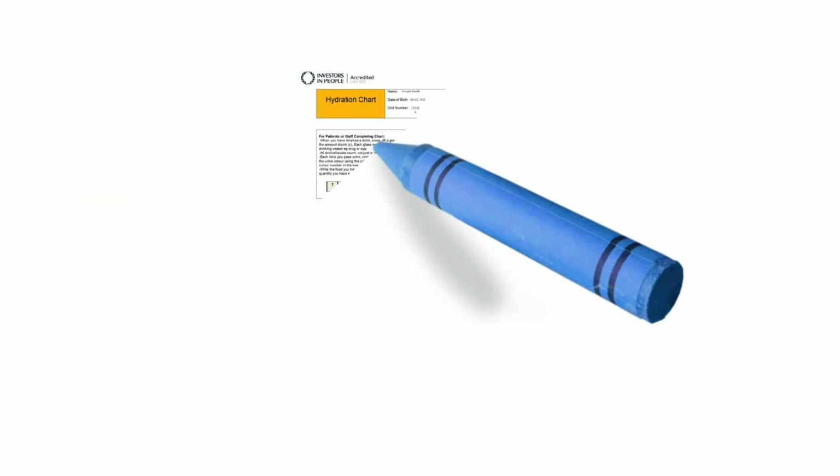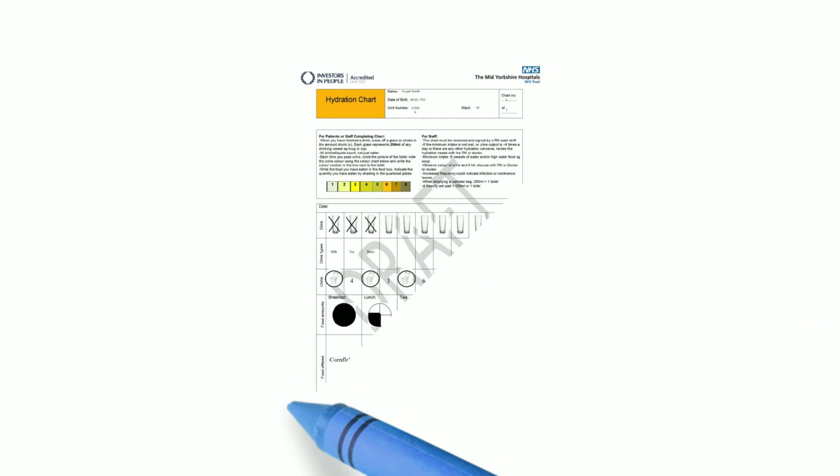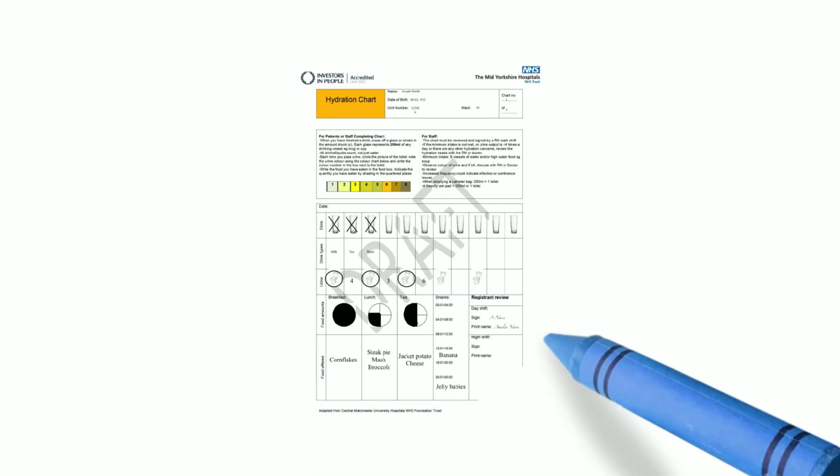The final section is the registrant review. This chart is to be reviewed by a registrant every 12 hours. Remember, if your patient has capacity and is able and happy to do so, you can encourage them to complete the hydration chart independently throughout the day.